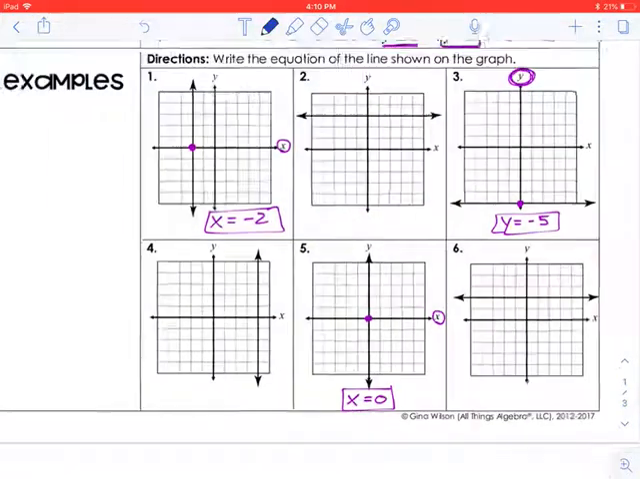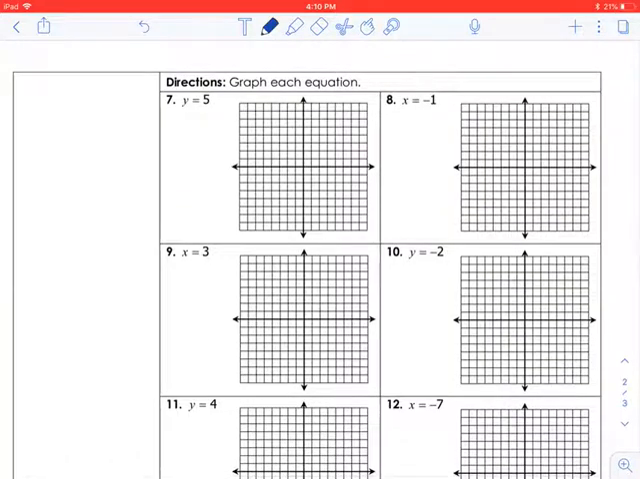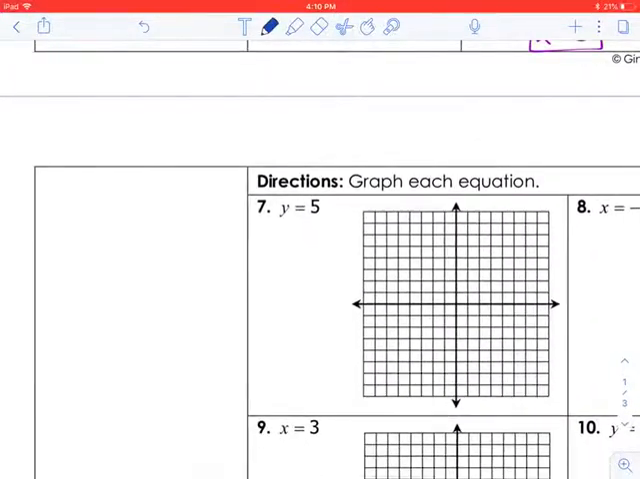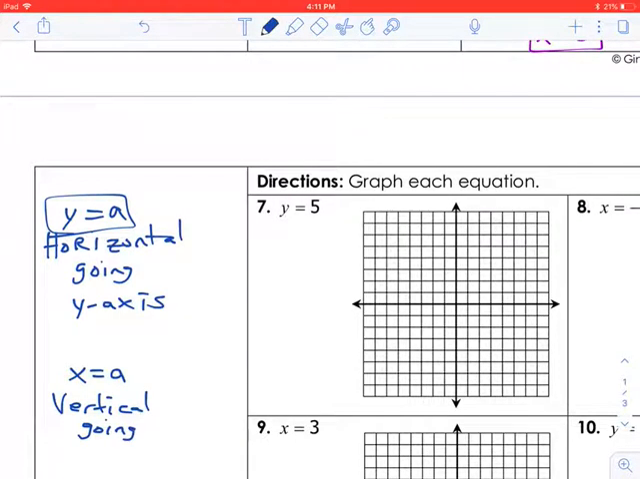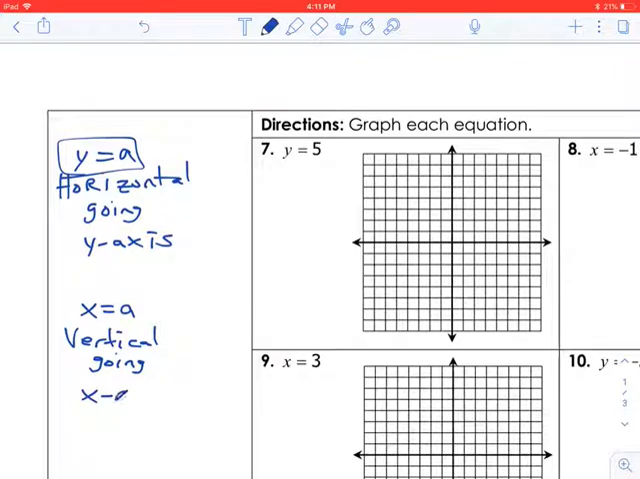So let's go to the back side here. And now we're going the opposite way. We are actually doing the graphing this time. So again, y equals a is going to be a horizontal line going through the y-axis. Okay. And then x equals a is going to be a vertical line going through the x-axis. Sorry, that was supposed to say going through. Going through.